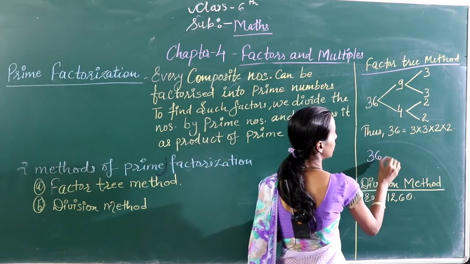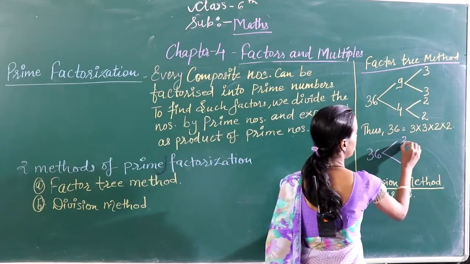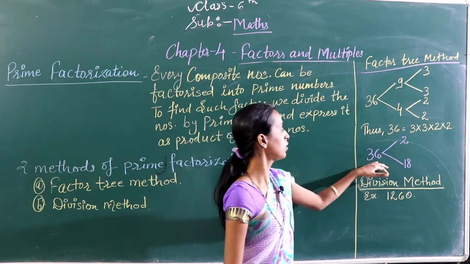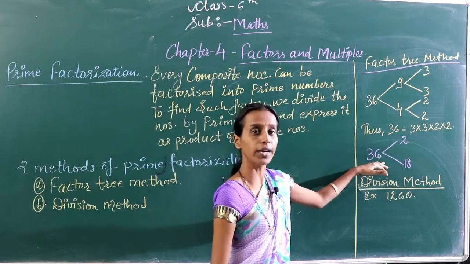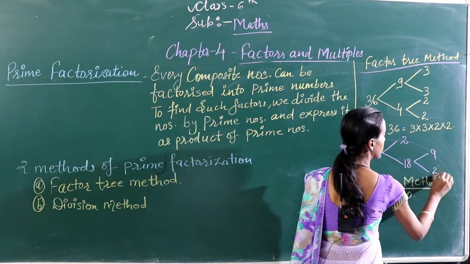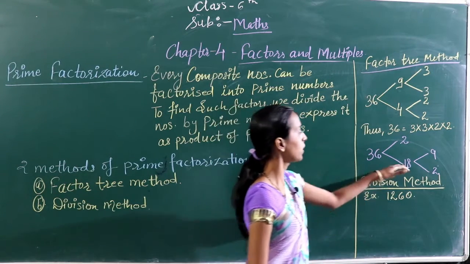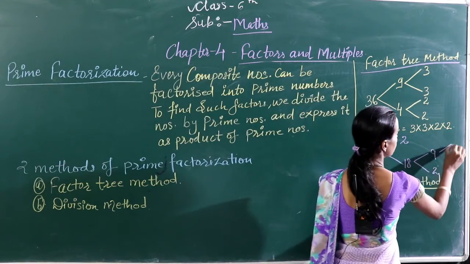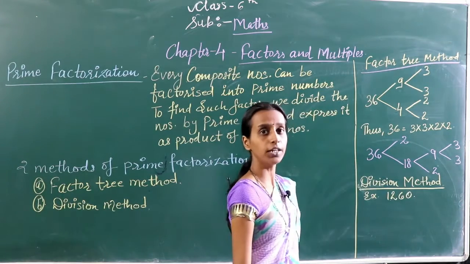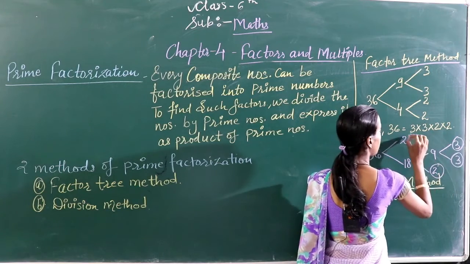Here we can also write the factors of 36. Factors of 36 are 2 and 18 also. Yes, we can write that because 2 into 18 is also 36. Then what are the factors of 18? Factors of 18 are 9 and 2. Then what are the factors of 9? Factors of 9 are 3 and 3. So we get all the prime numbers at the last. You can see here 2, 3, 3 and 2.